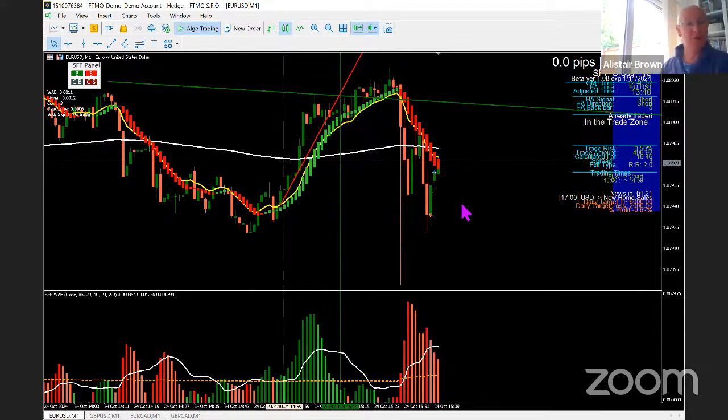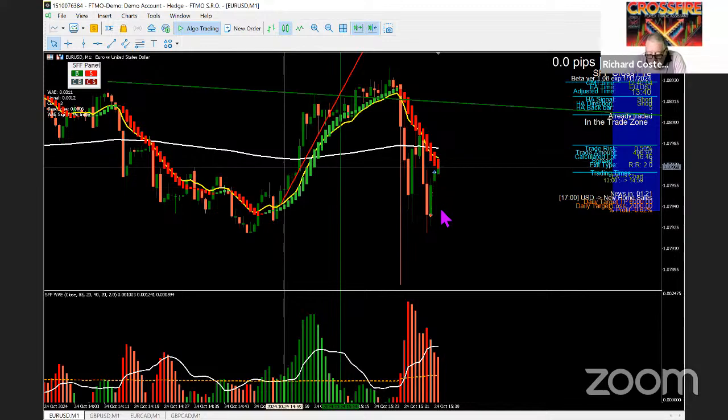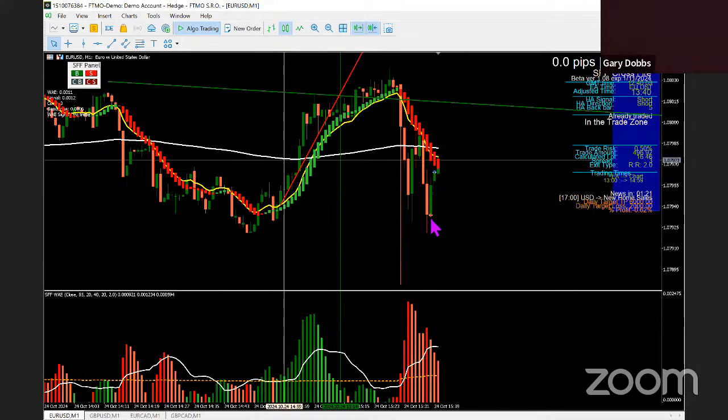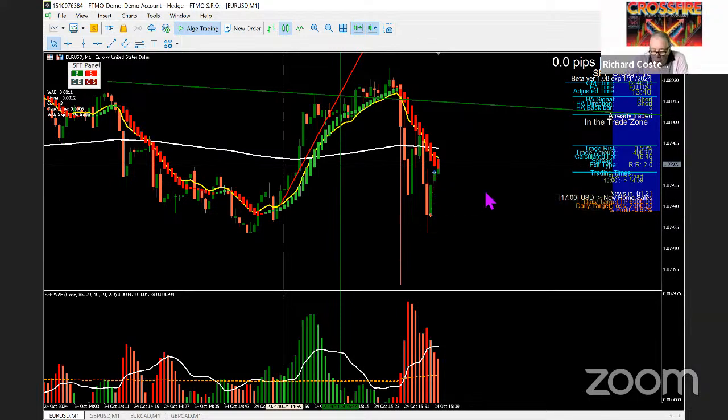So see what happens. Unfortunately, it's worked against us because it's taken us out. It got us in at that point, and it got us out at that point. Let me just go through and see what I can see on that chart.